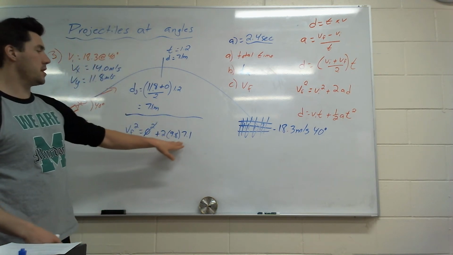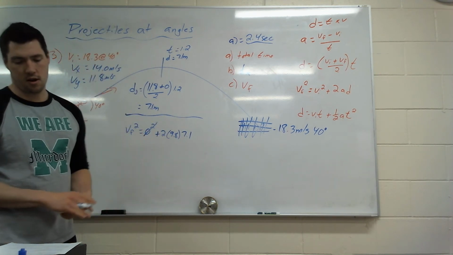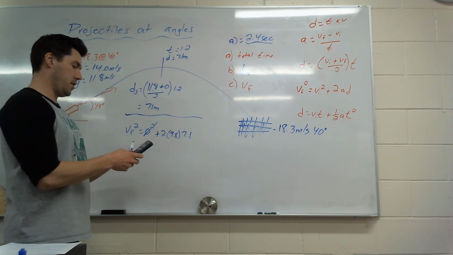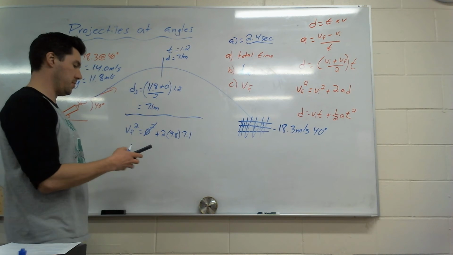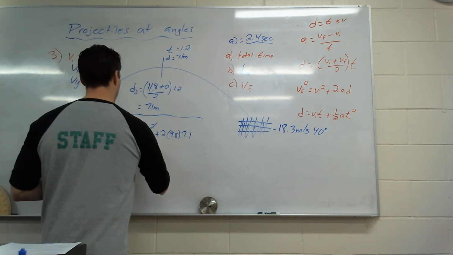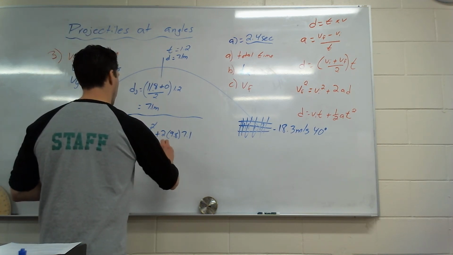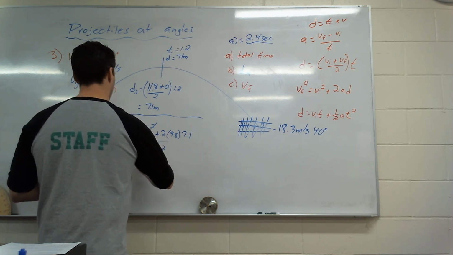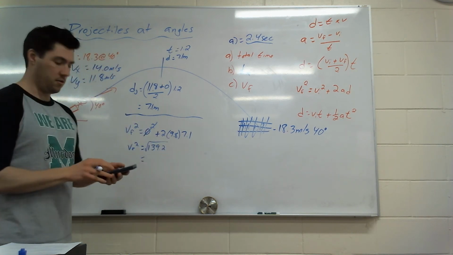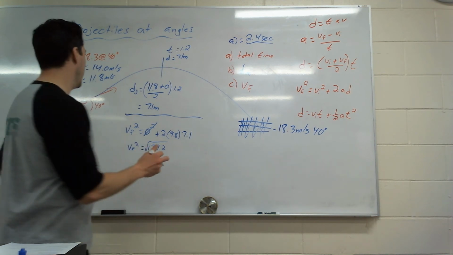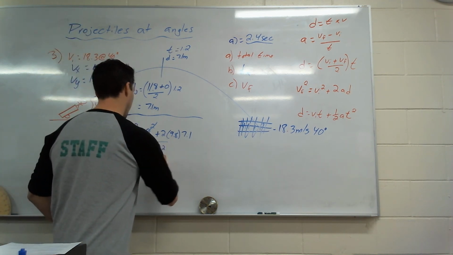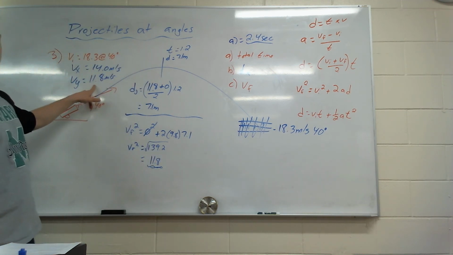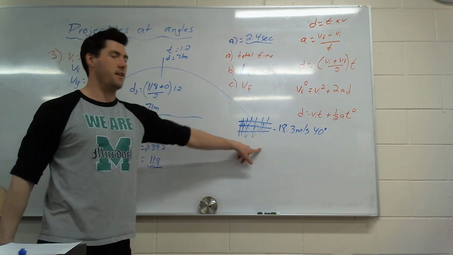2 times 9.8 times 7.1 gives me... oh, let's use the calculator. 2 times 9.8 times 7.1 gives me 139.2. Okay, that's Vf squared, so take the square root. What is my velocity final? Well, when I square root that, I get 11.8. Isn't that amazing? My Vy is exactly the same here as it is there.